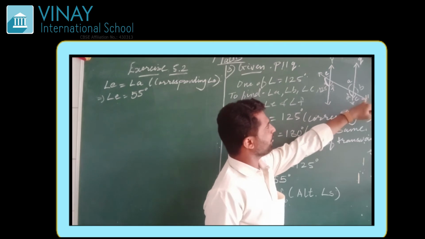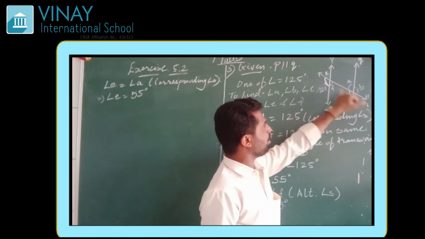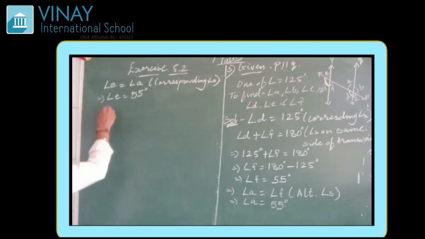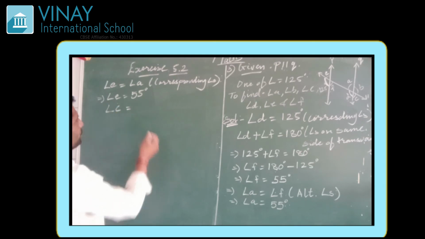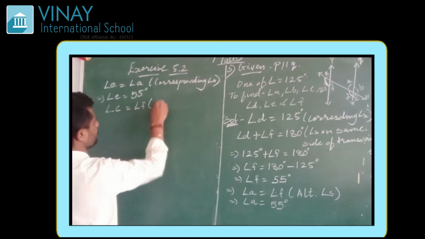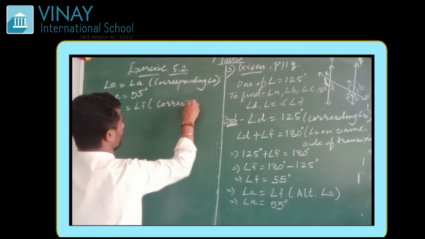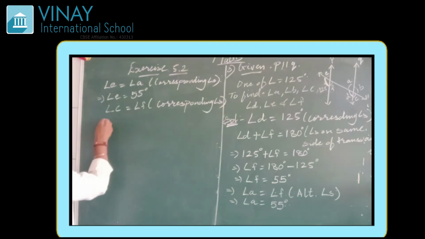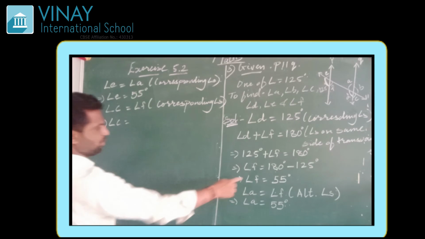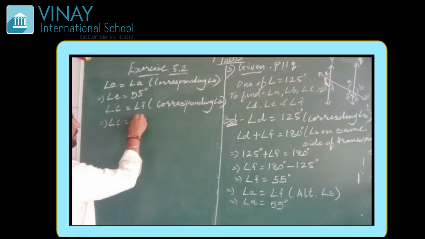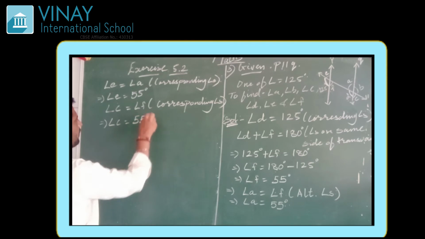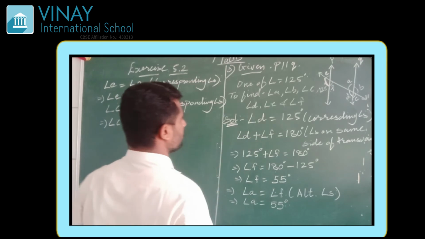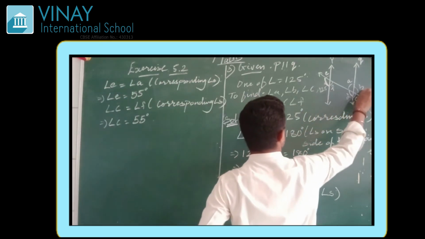Now angle C. If we see angle C and angle F, both are again corresponding angles. So we can write that angle C is equal to angle F, and that's why angle C is again 55 degrees. Now the remaining is angle B.